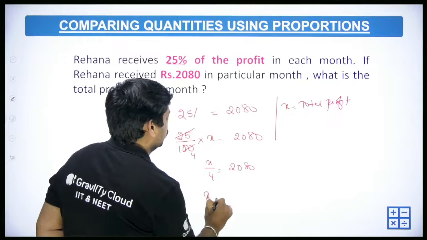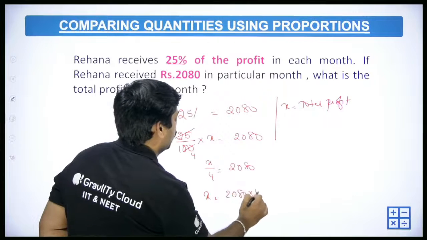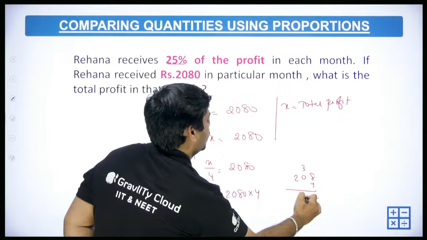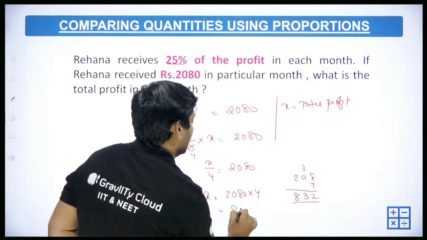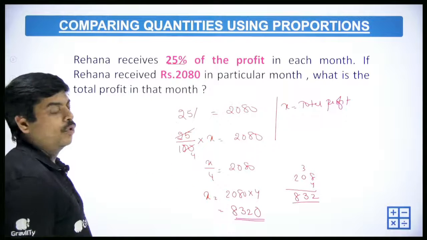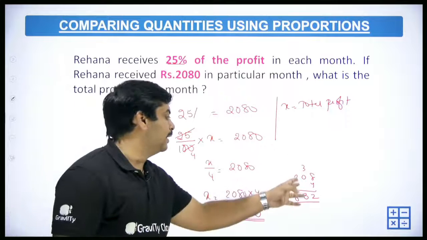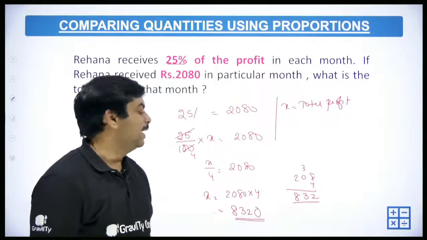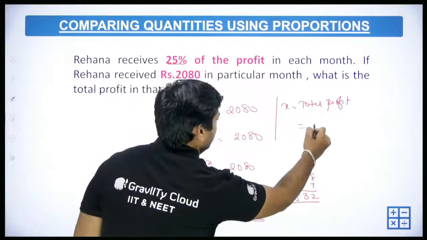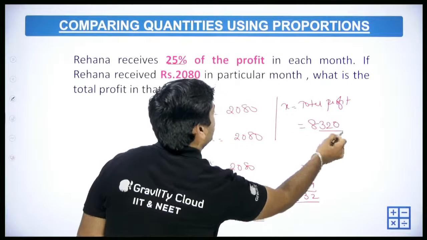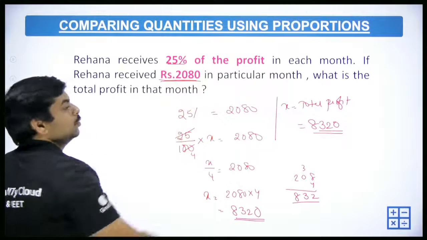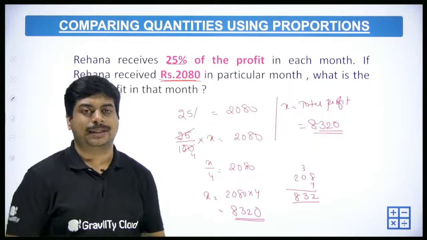So x is equal to 2080 into 4, which is 208 into 4. 8 fours are 32, write 2 carry 3, 4 zeros are 0 plus 3, 4 twos are 8, which is 8320. So that is the total profit. Total profit is 8,320 rupees. Out of that, her share of 25% will be 2,080 rupees in that particular month.